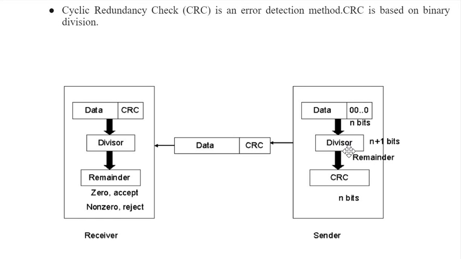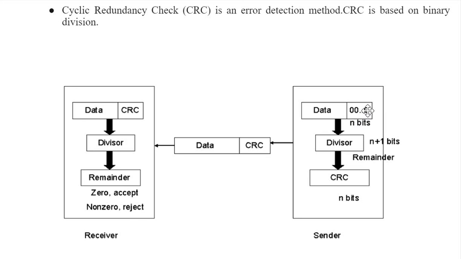After that we'll get a remainder. That remainder is called CRC, which is again n bits. This division is based on binary division, so you must know what binary division is. If not, I'll be discussing it in the example portion. So this CRC, which we got as the remainder, is called CRC. After that, the sender sends the data along with the CRC.